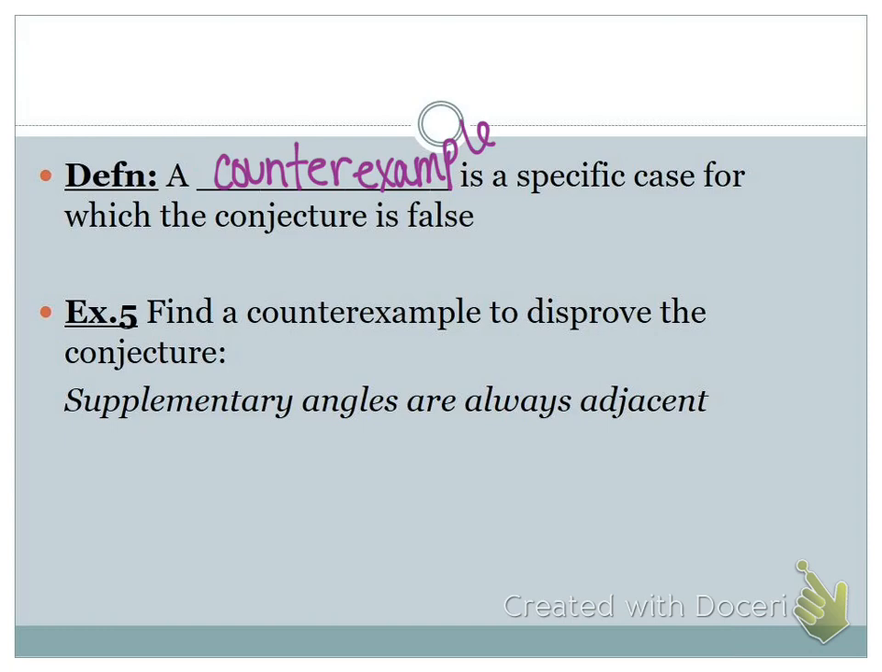So, on number 5, find a counterexample to disprove the conjecture. Supplementary angles are always adjacent. Now, it might help that geometry type counterexamples can be shown in pictures. So can anyone think of a picture that we could draw that would prove this to be wrong? Atea? I think you might prove them right. So we could prove them right by giving a linear pair, right? These are supplementary and adjacent. But this proves them right, so that's not what we want. We want to prove them wrong.